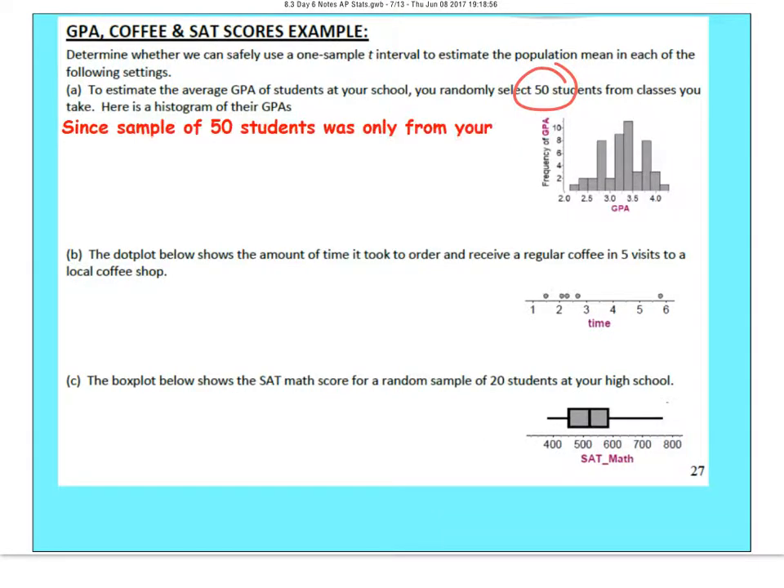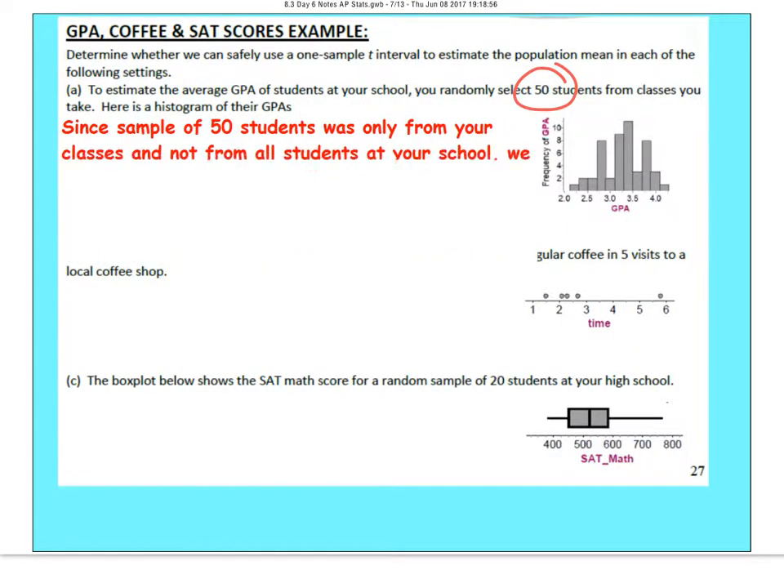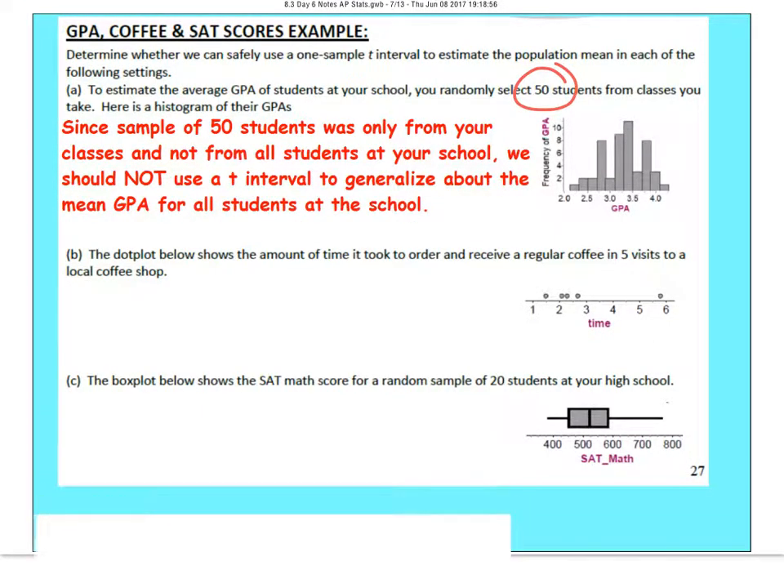However, here's where you have to be cautious. Since the sample of 50 was only from your classes and not from all the students at your school, we should not use the t-interval to generalize about the GPA for all the students at the school. Our sample was just our class, so we can only make generalizations about our class because that's the true population. The design of the confidence interval was not adequate to know about the entire school, just the students from our class. But we're not concerned about the normal condition not being met. We have met it just fine.